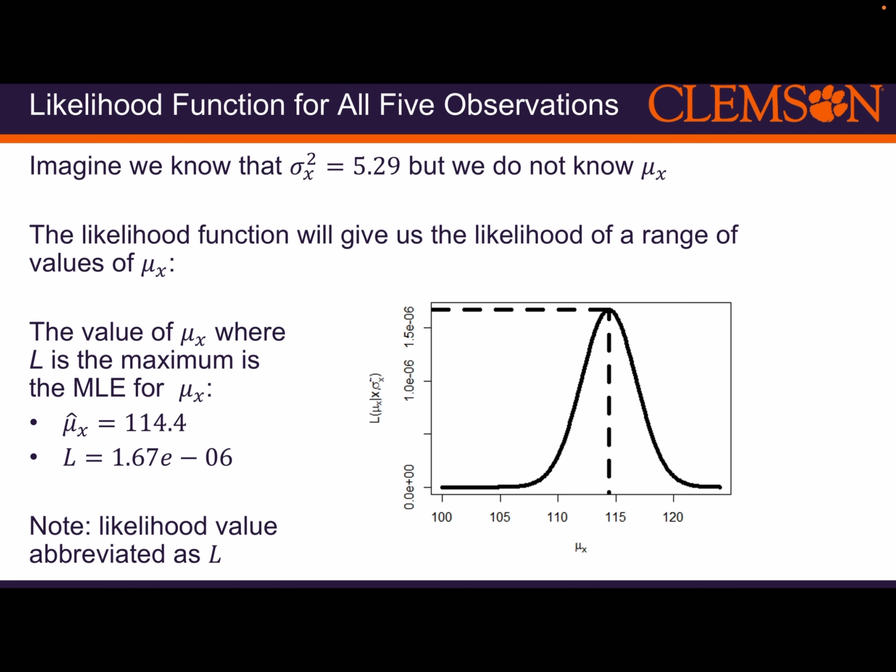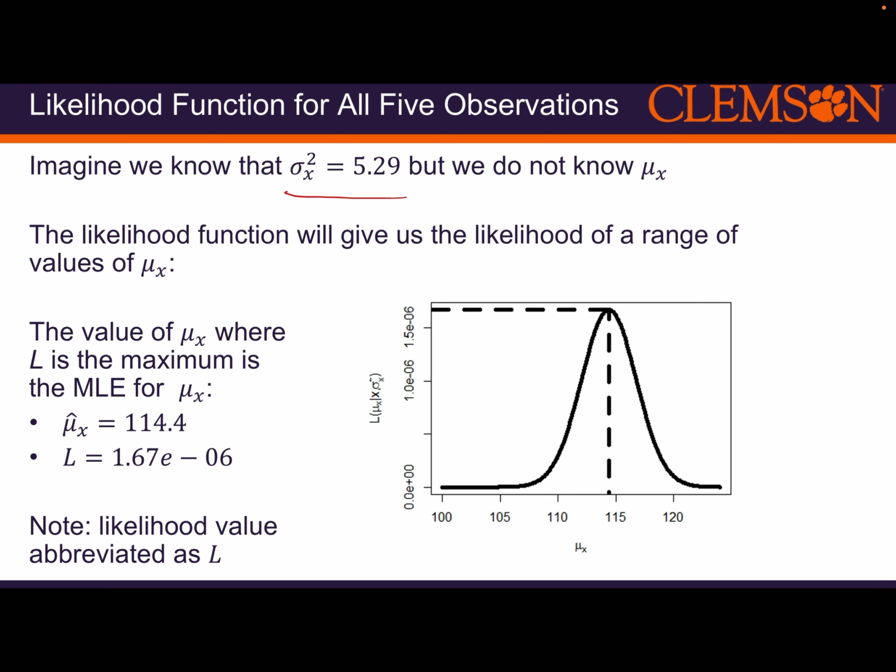But we can play around without it. We can do what's called a grid search, for instance, right? So let's imagine we knew the variance was 5.29. Again, something we don't actually know, but this simplifies the process just a bit. It makes the search in one dimension, not two. So we know the variance, but we don't know the mean.